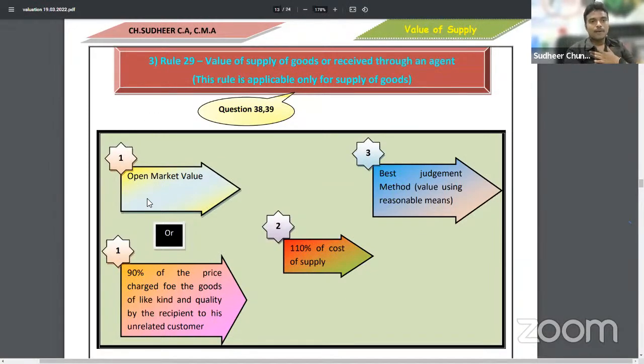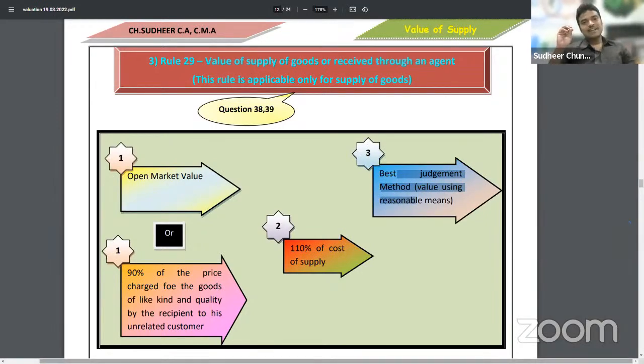Here, if you see, normal open market value or 90% of the like goods or quality, whichever is beneficial. If this is not available, 110% of cost of supply. If this is not available, best judgment assessment. These aspects we have already discussed just now. So now let me continue. By these three rules we have completed, sir.